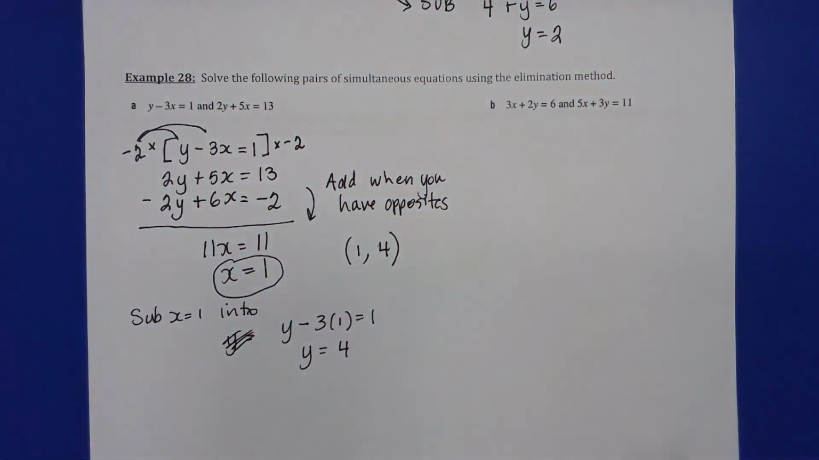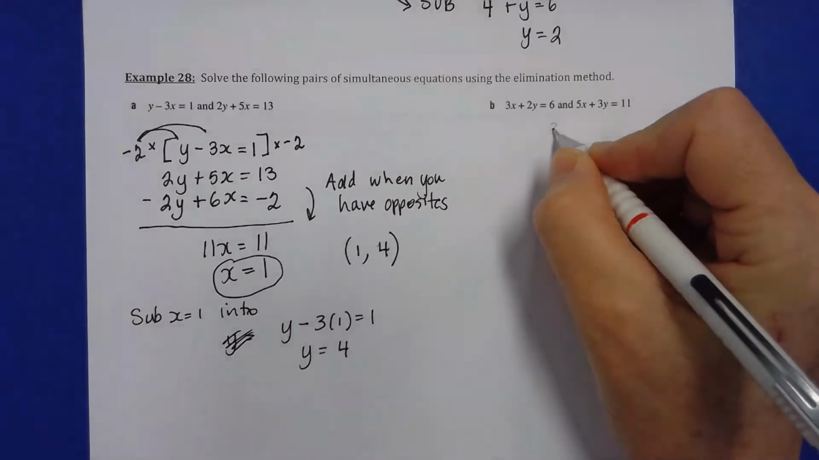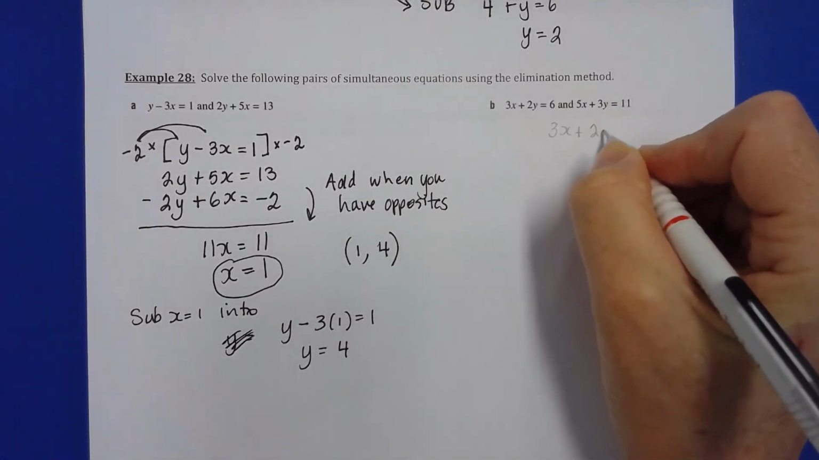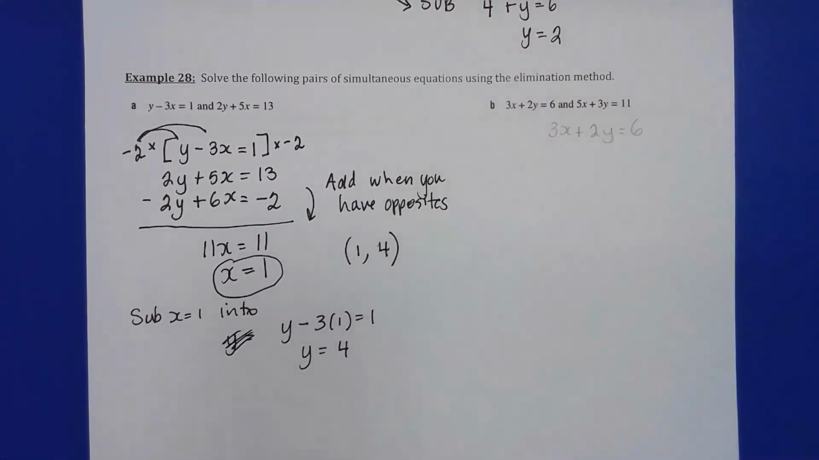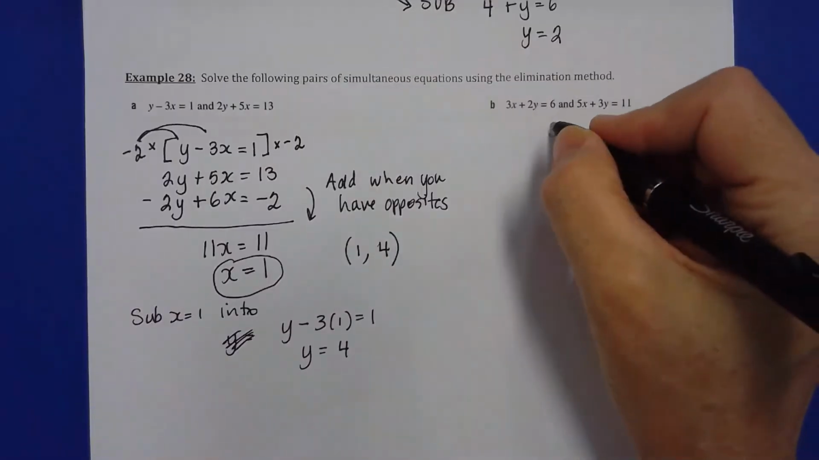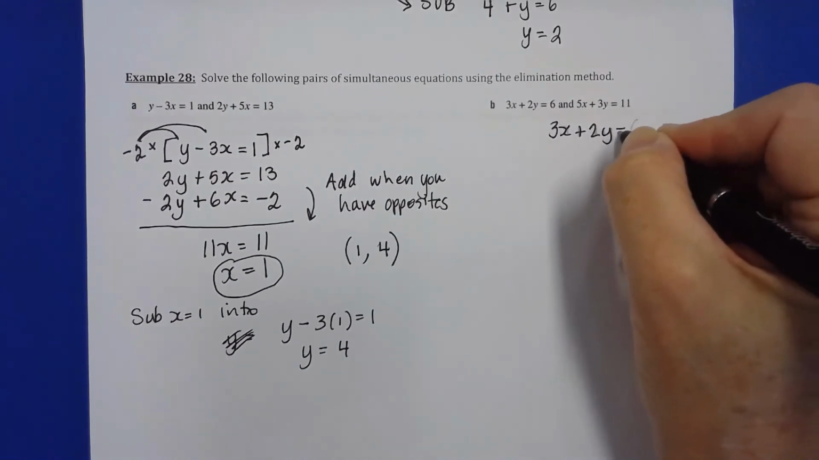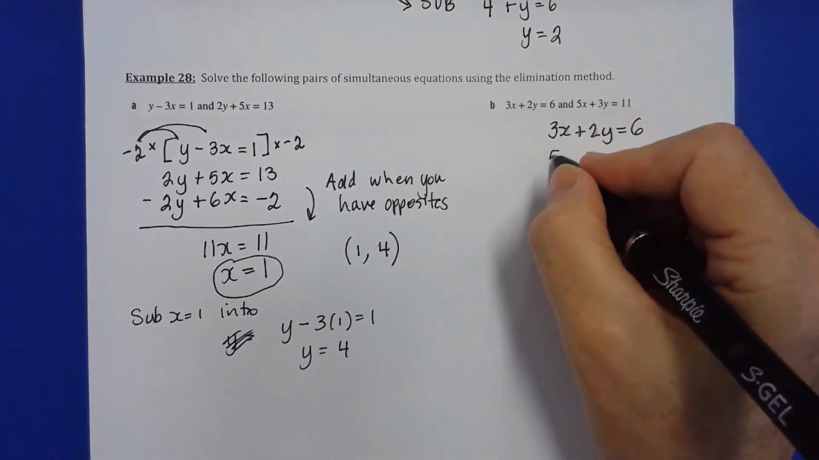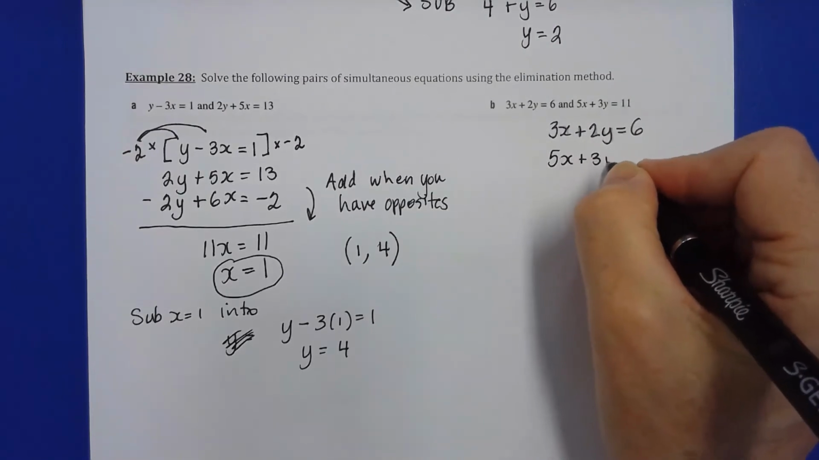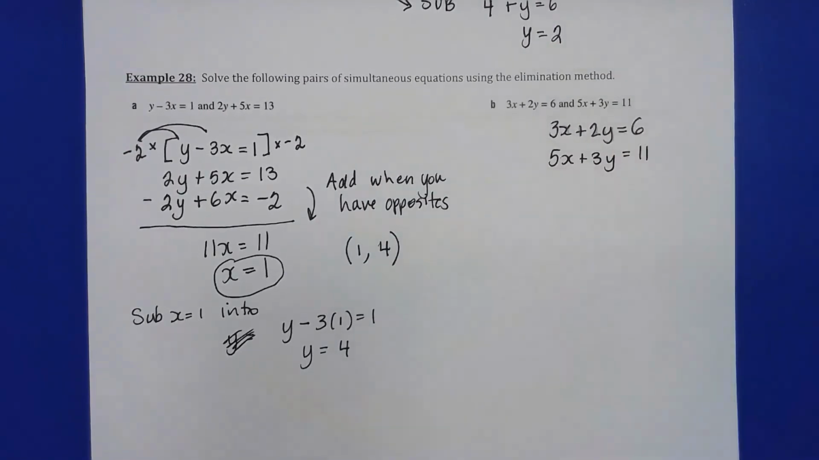Okay, here we go. I've got 3x plus 2y equals 6. Can you see that pencil? Barely? Nah, no, it's no good. Be brave. 3x plus 2y equals 6. And 5x plus 3y equals 11. I've got nothing remotely like it opposite, do I? I can't really even multiply anything easily to get opposites.